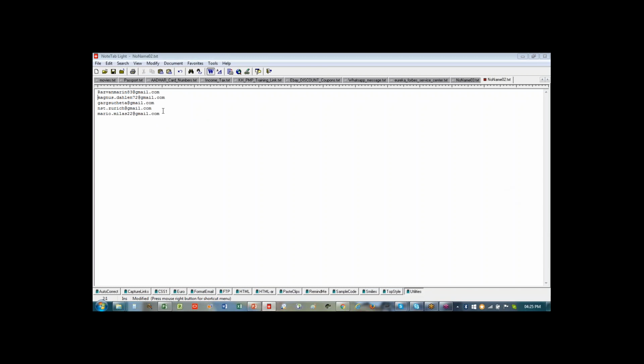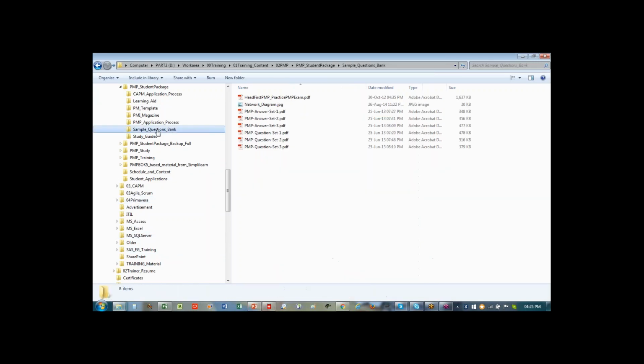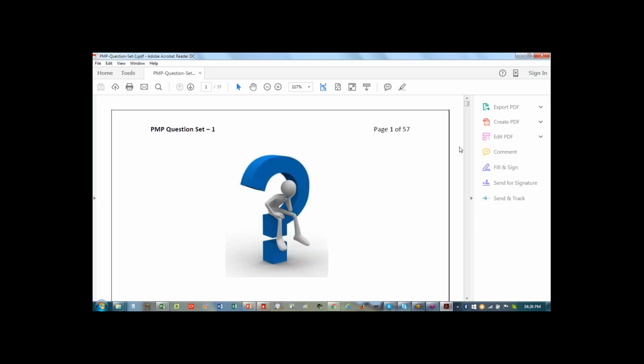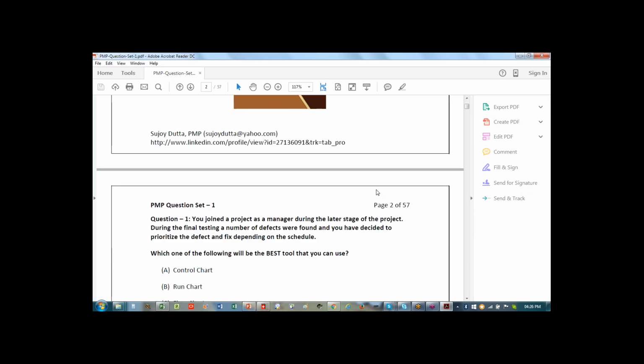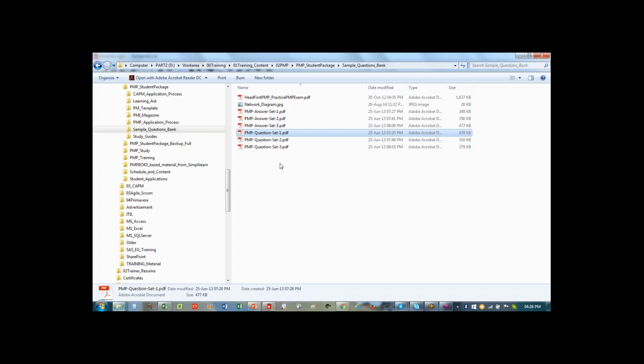Regarding the mock tests, where do we get them? Do you send them as well? Yes. Do you see this folder? Just have a look. This is question set 1. This is the answer set to question set 1. This is mock test set 1. So you don't have to take a print. You just put it on your screen, and you just take the answer sheet and write down your responses.